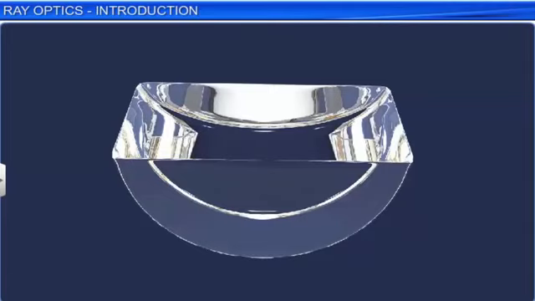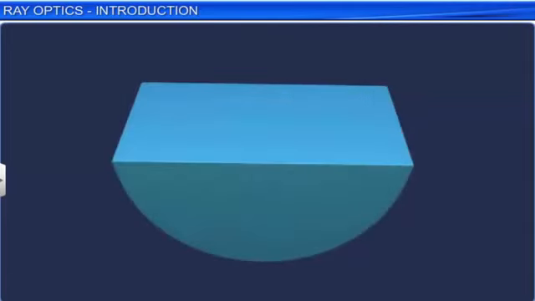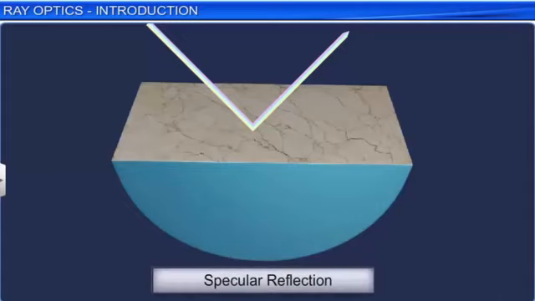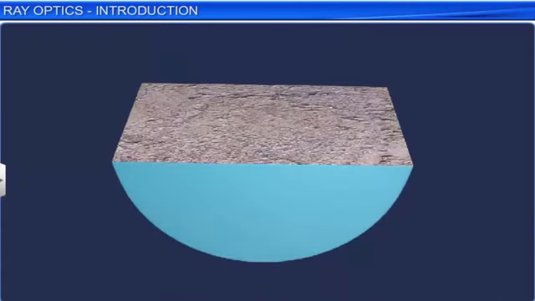If the second medium is opaque, most of the light reflects back to the same medium. When the surface is smooth, reflection takes place at a definite angle and is known as specular reflection. If the surface is rough, reflection is called diffuse reflection.